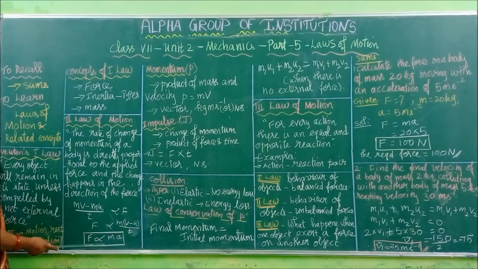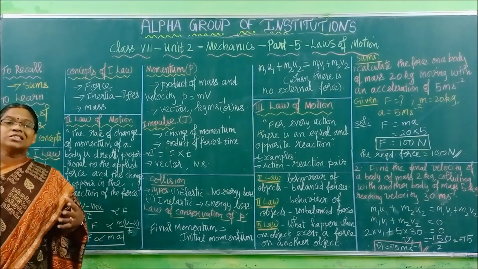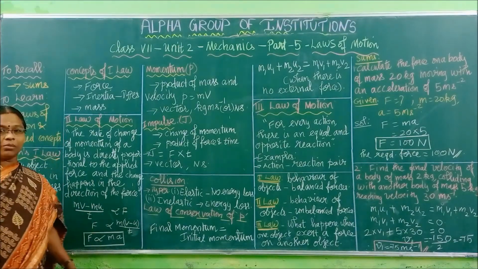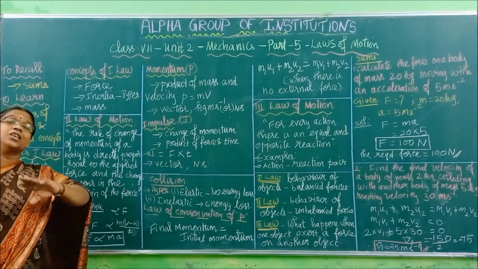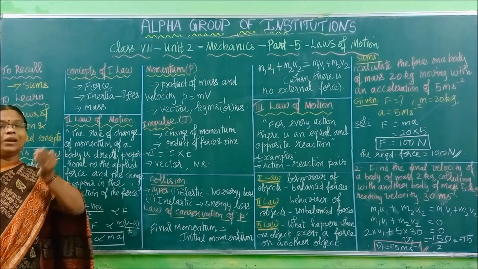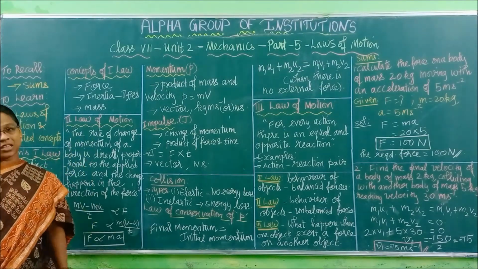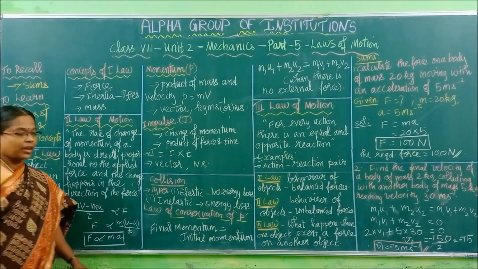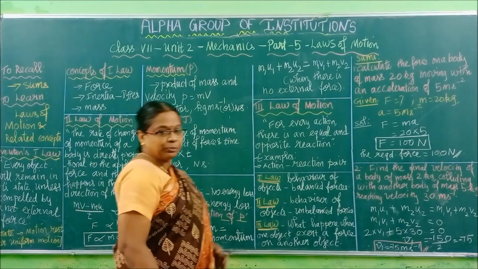So what is the equation of the second law? F is proportional to MA. Actually, for your sums, when you do them, you consider that F is equal to MA. How that proportionality changes to an equals sign, you will learn further in your next lessons. Okay? Right. So this is the equation of the second law. Now we have finished up to here.